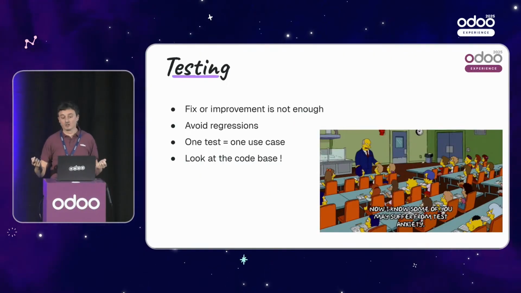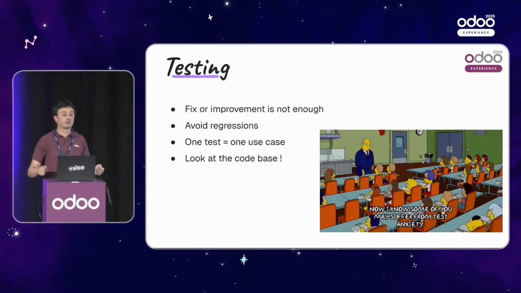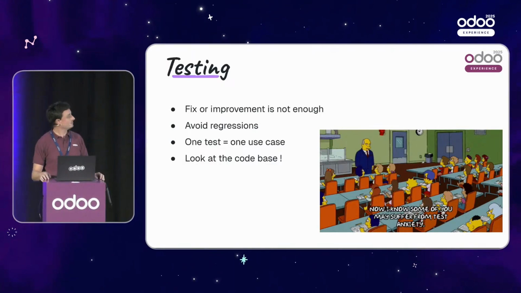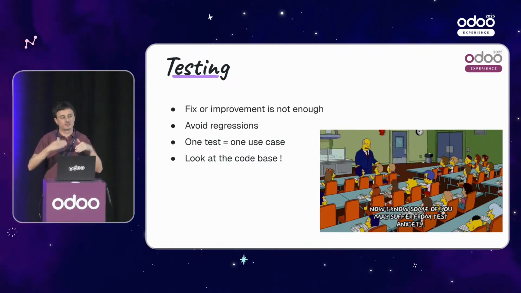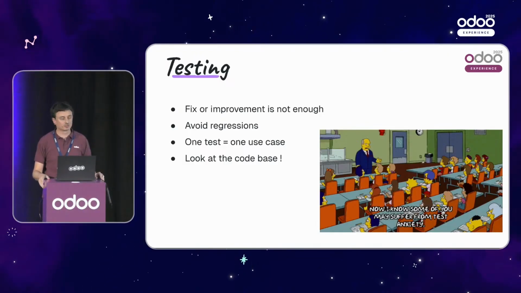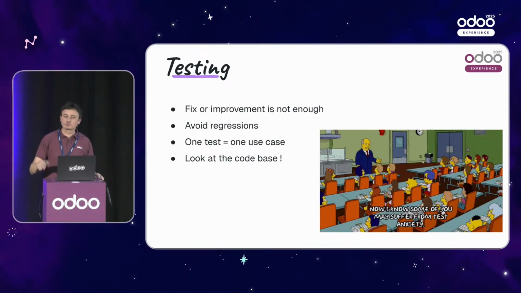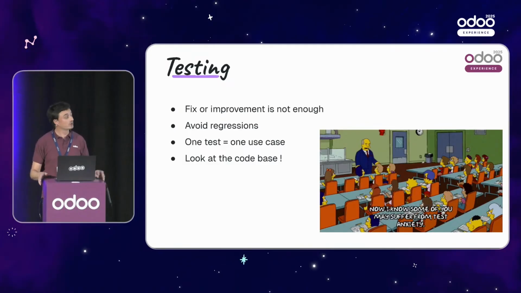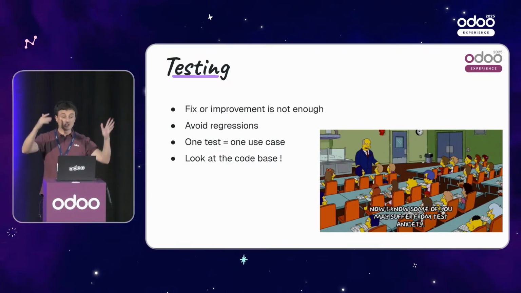It can be a functional test in Python. It can be a QUnit test in JavaScript, or even some tours. The best are the Python tests, because most of the time when you modify a business flow, it's best to create a Python test. If you don't know how to do it, I think there are some talks too about how to do proper tests, and you can look at the code base. We have thousands of tests, and you will see how we do it.